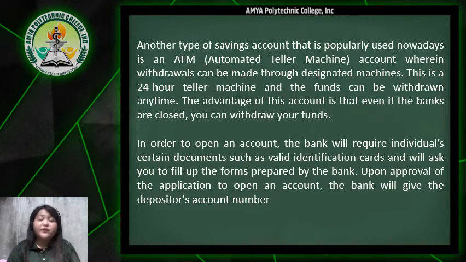We have also another type of savings account that is popularly used nowadays. It is the ATM or automated teller machine, wherein withdrawals can be made through designated machines. This is a 24-hour teller machine and the funds can be withdrawn anytime. The advantage of this account is that even if the banks are closed, you can withdraw your funds. In order to open an account, the bank will require individuals to present certain documents such as valid identification cards and will ask you to fill up the forms prepared by the bank. Upon approval of the application to open an account, the bank will give the depositor's account number.